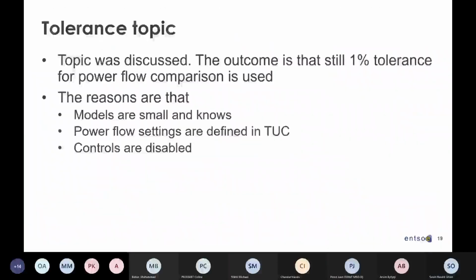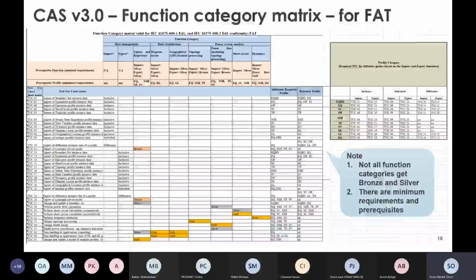Have I left anything out there, Chavdar, that I should mention? No, I think it's okay. So there are another 2 lines on the top, which are also minimum requirements on the functions. For example, if you want to update a repository, you need to be silver on the import and export, and so on. Yeah, that is important to notice. Yep, good.